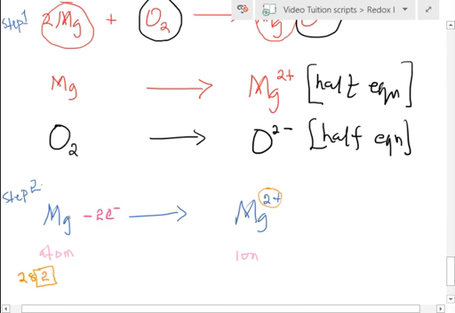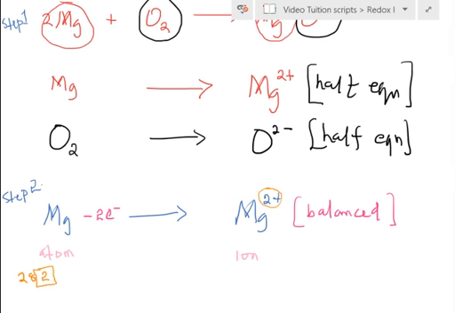So we can read this out. Magnesium atom lost 2 electrons to become magnesium ion. So this is a half equation and this one is balanced already. So we can see balance now. So this is now balanced. Of course, we've seen how the movement of electrons has been shown. So we can see that magnesium lost 2 electrons and it becomes magnesium ion.